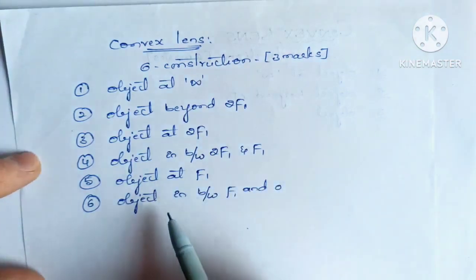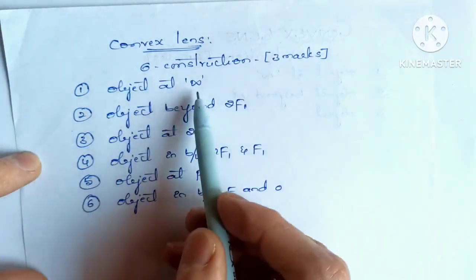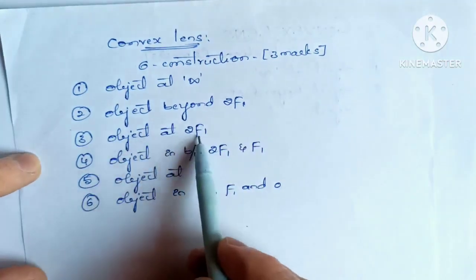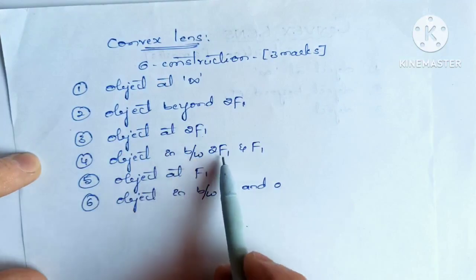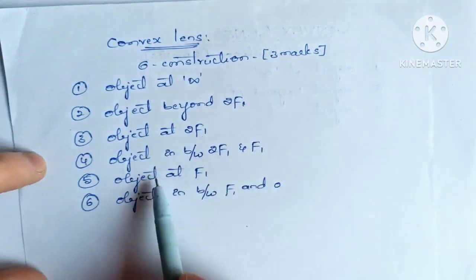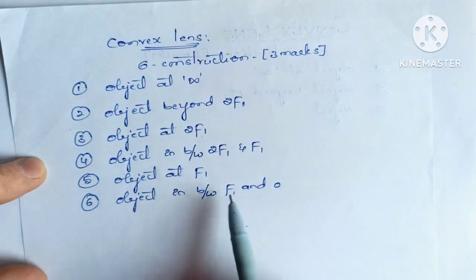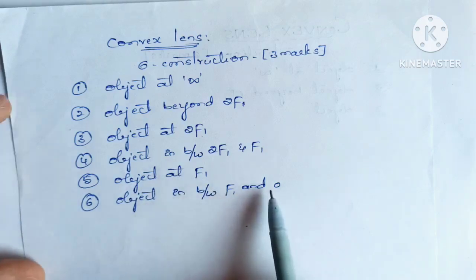See, once again I will repeat this. These 6 constructions, first you understand the positions very well. Object at infinity, object beyond 2f1, the double principal focus, object at double principal focus, object in between double principal focus and principal focus, object at principal focus, object in between principal focus and optic center.